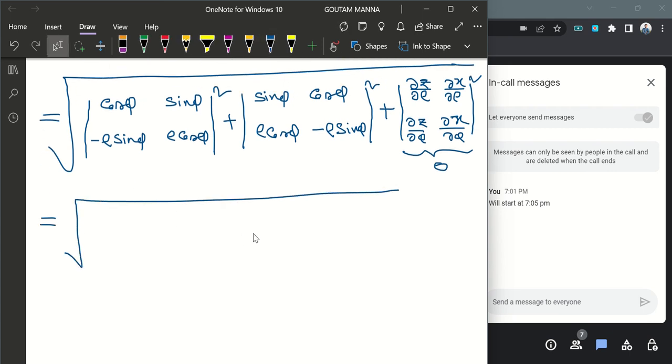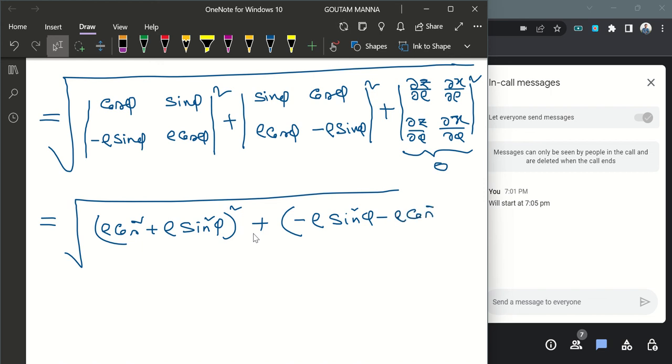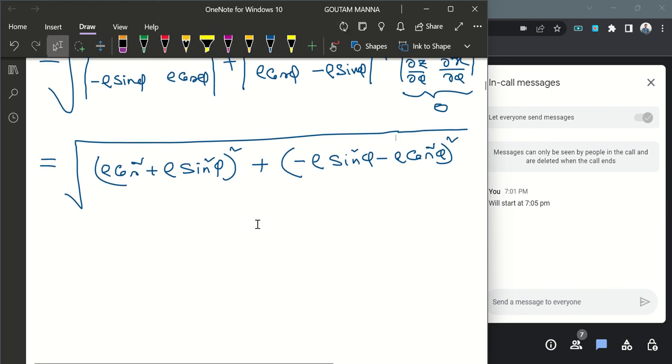So in that case, it's rho cos square phi plus rho sin square phi, squared, plus minus rho sin square phi minus rho cos square phi, and square of that. So now if we take this rho common, it will be sin square phi plus cos square phi, and that is 1.